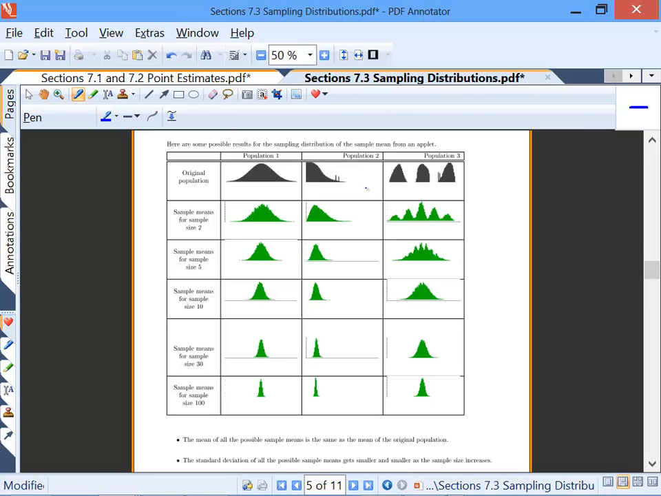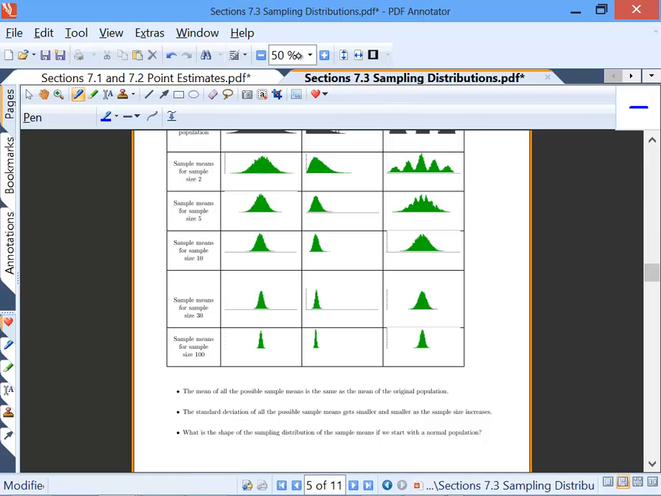Okay, if I start with a really right-skewed population, then notice at a sample size of 2, it's still right-skewed, but it's trying to look more normal. Even at 5, it's still a little right-skewed, but trying to look normal. At 10, I'm looking pretty normal. With this multimodal population, at 2, it's still multimodal, still kind of multimodal, and here at 10, again, I'm looking pretty good. At 30, I'm looking really good.